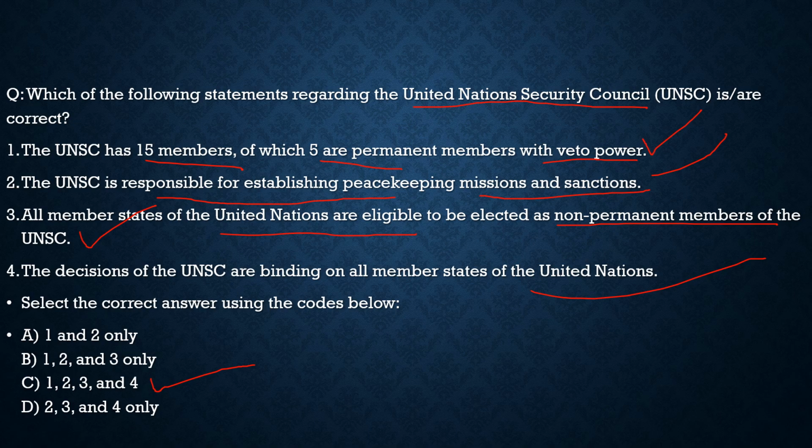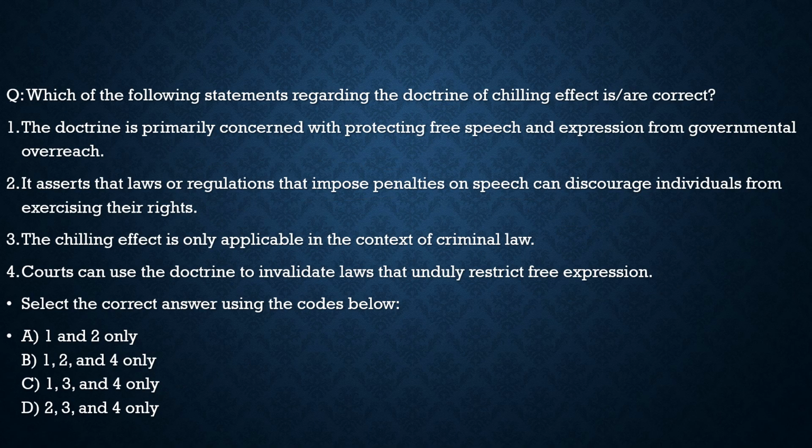With this, let's move to the other question here. It is about which of the following statements regarding the doctrine of chilling effect are correct. We discussed it in the fact check units, why it was banned, and one of the reasons given by the Supreme Court is the doctrine of chilling effect. Let's try to understand it. The first statement says the doctrine is primarily concerned with protecting free speech and expression from governmental overreach, 100% correct, nothing wrong with the statement.